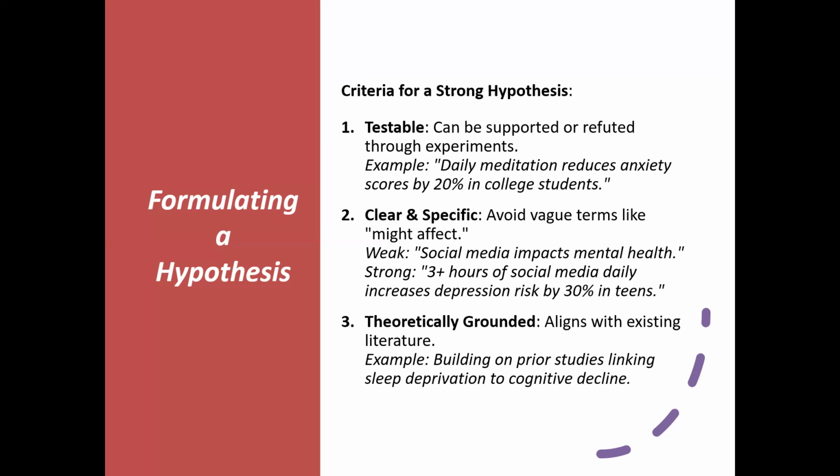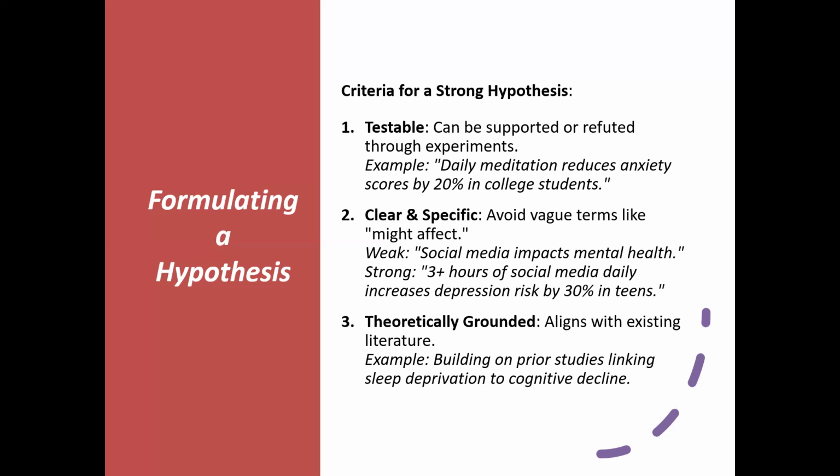If you look at a strong hypothesis, let's say 3+ hours of social media daily increases depression risk by 30% in teens. This is a valid, strong hypothesis. You can easily conduct a study on this hypothesis with people who use social media 3+ hours. So you can easily conduct a survey on this. So this is clear and specific.